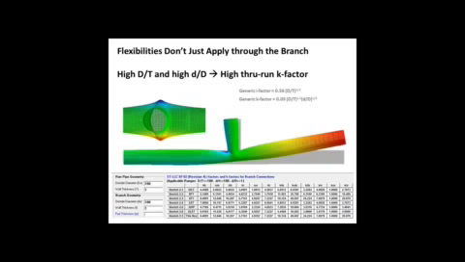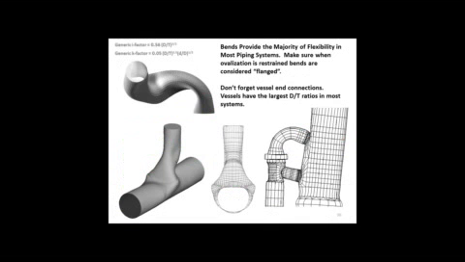Here is an emphasis that high D over T ratios, and high D's rather, can give us high through-run K factors. We oftentimes in the past didn't consider the through-run loads as significant loads, but when the D over D ratio is 1 and the D over T ratio is high, we can get a significant amount of flexibility through the run pipe.